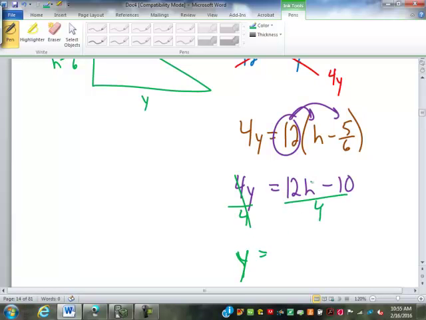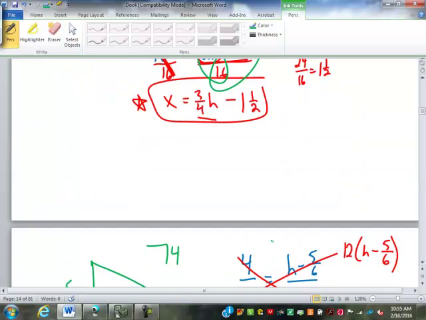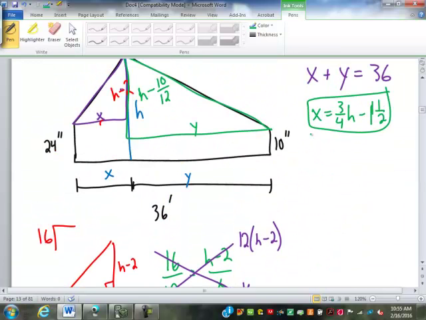Dividing by 4 over here, remember we divide each piece by 4. 12h divided by 4 is 3h. Negative 10 divided by 4, negative 2.5. So y equals 3h minus 2.5.